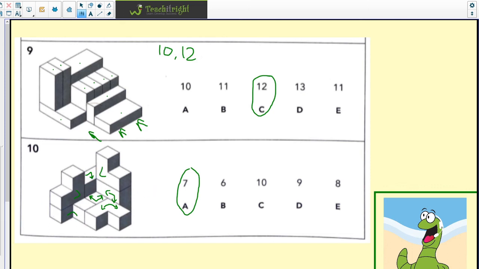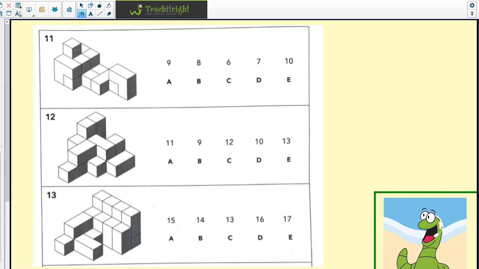Good question, I like number 10. Right, number 11. So let's start doing the same process. Identify the shape. This is an L shape, and I'm going to start putting them on.